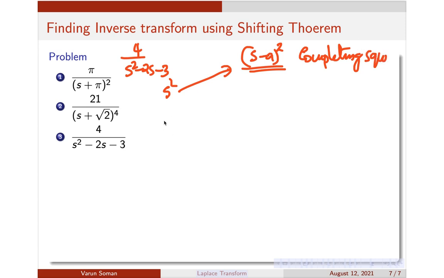Okay, so what will I do? I'll take s square minus 2s minus 3 and complete a square here. You have done these types of problems while finding the equations of circles in your lower classes, so I am going to do that here. So how will you complete a square?